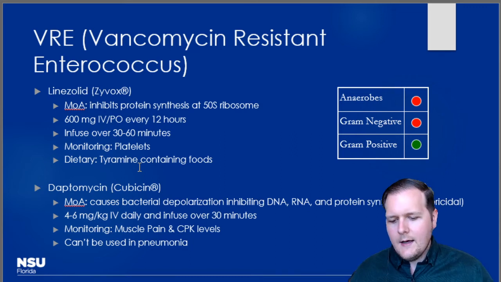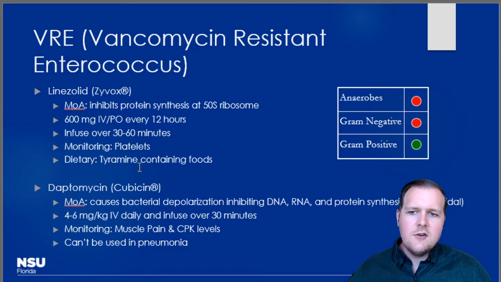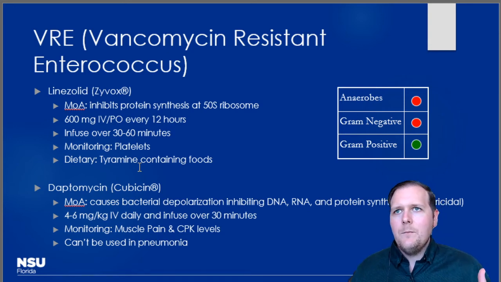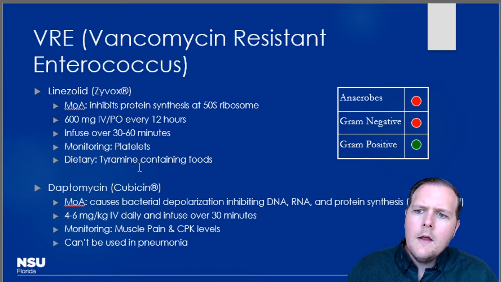So things like aged cheeses and aged meats, red wine, those sorts of things. Fava beans, for instance, all of those contain high amounts of tyramine, which can lead to serotonin syndrome if mixed with something that blocks monoamine oxidase. So again, just know that interaction's there. I will get into more detail into it next semester, right? All right. So there's Zyvox.